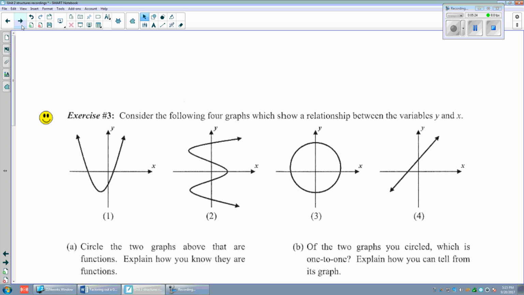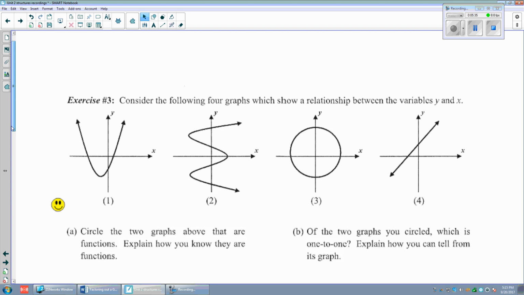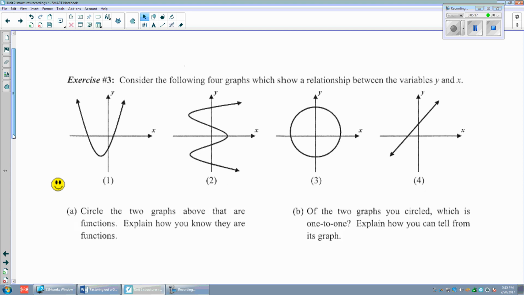Exercise 3. Consider the following 4 graphs which show a relationship between variables x and y. Okay, so these are relationships. Doesn't say they're functions, just says they're relationships. Circle the 2 graphs above that are functions.